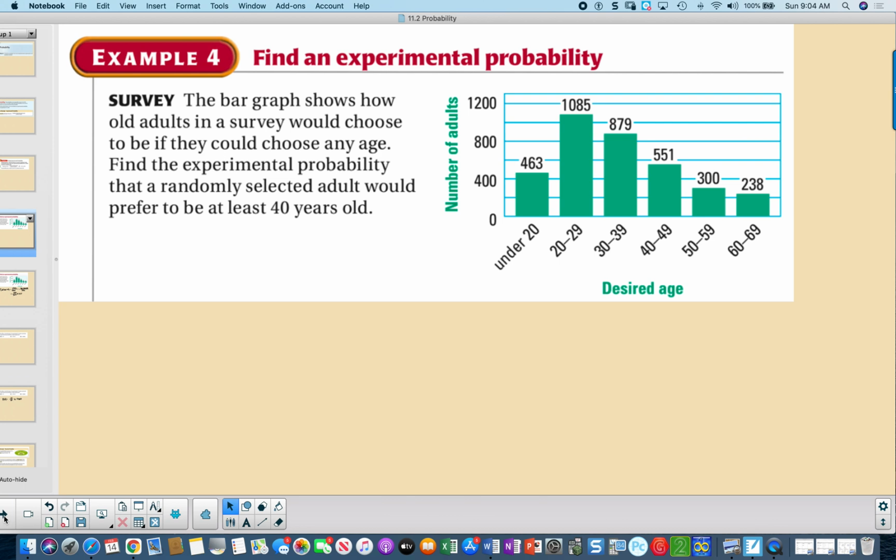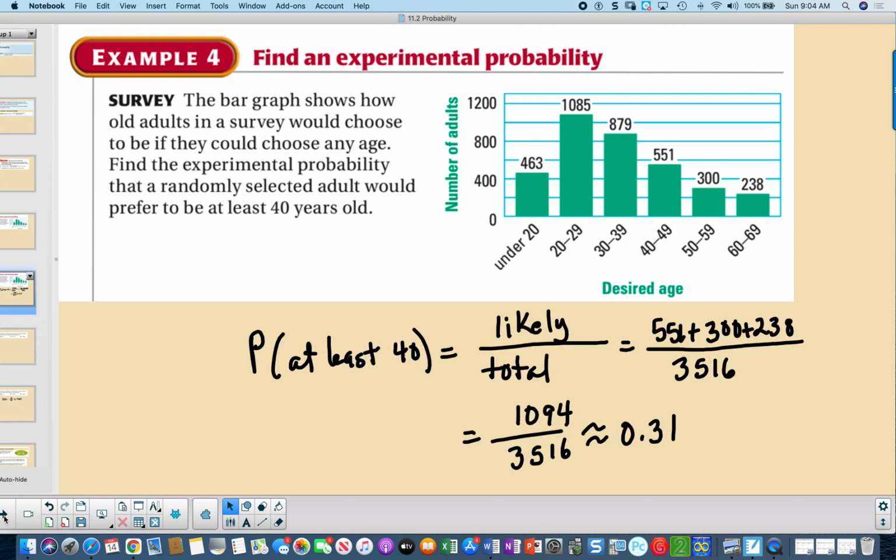Experimental probability. Let's take a look at a survey. What is the probability that a randomly selected adult would prefer to be at least 40 years old? Think about your total number of adults, and think about the desirable or likely. And so here's the answer. The total would be to add up all the adults, 3,516. The likely would be the persons that are at least 40, which would be 551 plus 300 plus 238. That would be the desirable, and then you can put it in the calculator and get a decimal.